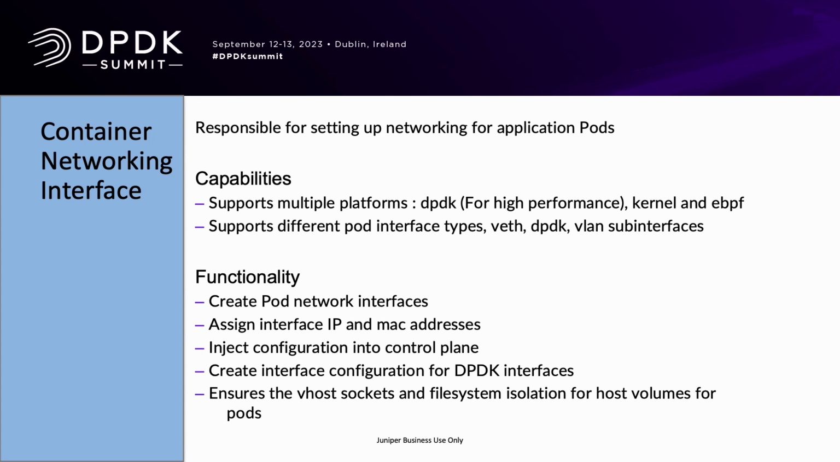From the functionality context, we configure the pod network interfaces, assign IP and MAC addresses with multiple IPAMs, inject the configurations into the control plane, notify the data plane, and create the interface configurations in case of DPDK. So when the application runs, the interface comes up with VirtIO. That means we have to pass what socket path to use, and we also provide the isolation.